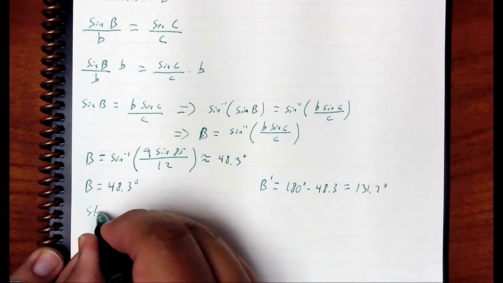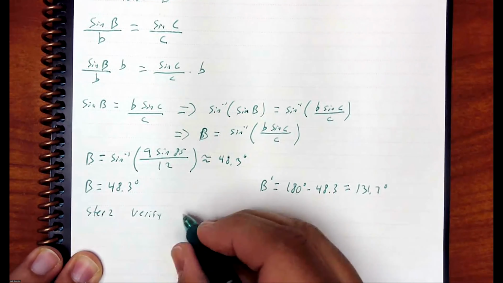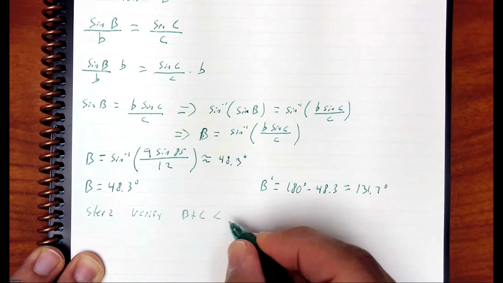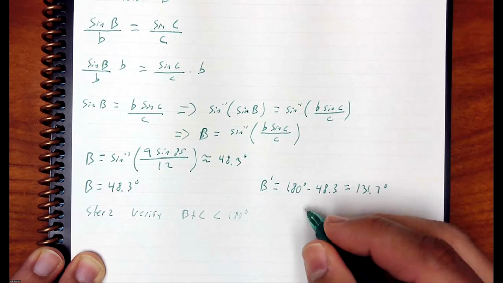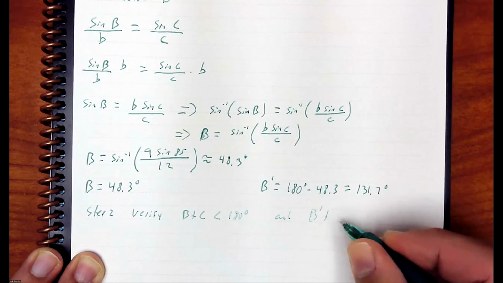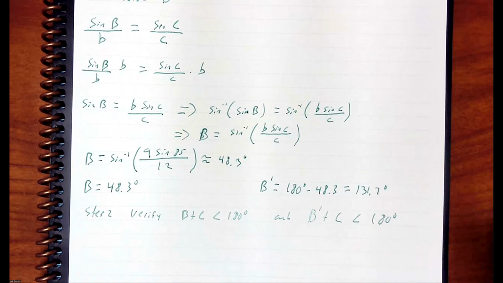So step two. Verify that B plus C is less than 180, and B prime plus C is also less than 180. If one of them is above 180, then that means it's not a solution, so you will only have one triangle. Okay. Which is the 48. Yeah, this will be 48 plus 85, right?